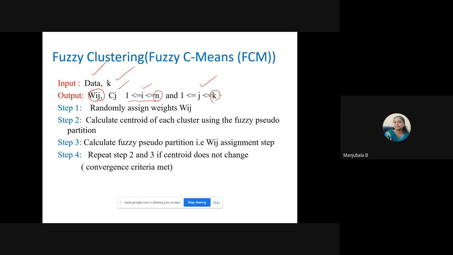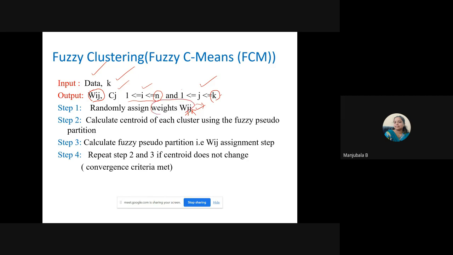Okay. In step 1, you have to randomly assign the weights Wij. Wij means the weight of the ith point with respect to the jth cluster. That is the notation. Next, remember the K-means clustering algorithm. Randomly, you chose K number of points and calculated the centroid. Next, you reassigned the remaining objects to one of the clusters. Again, you updated the centroid. We do the same thing here, but here we are updating the weight matrix.